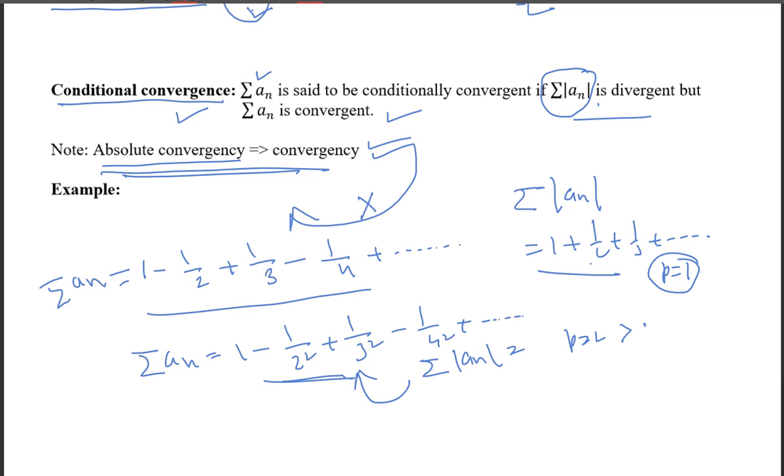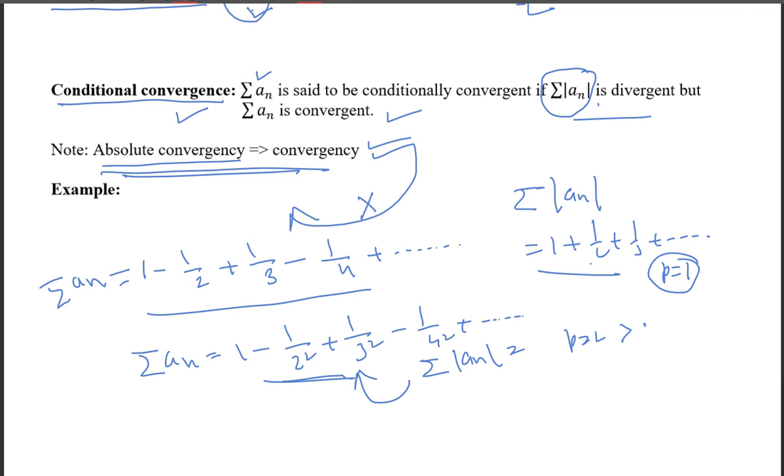Absolutely, Sir, convergent. Can you please explain the last one again? Okay. Absolute convergency always implies convergency. That means if you find that a series is absolutely convergent, then immediately you can say the series is convergent.